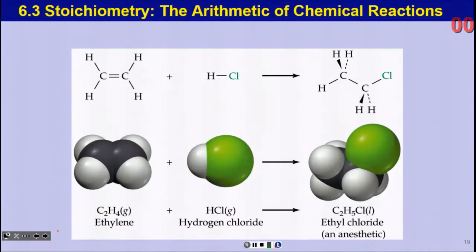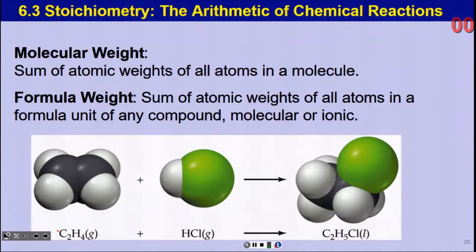What would we have to do if we wanted to know how much ethylene and how much hydrogen chloride are needed to make a useful amount of the ethyl chloride? Maybe a manufacturer needs to know how much it takes and how much it's going to cost them. So to do that, we have to be able to relate the atoms and molecules to things that we're going to see on a macroscopic level, namely grams.